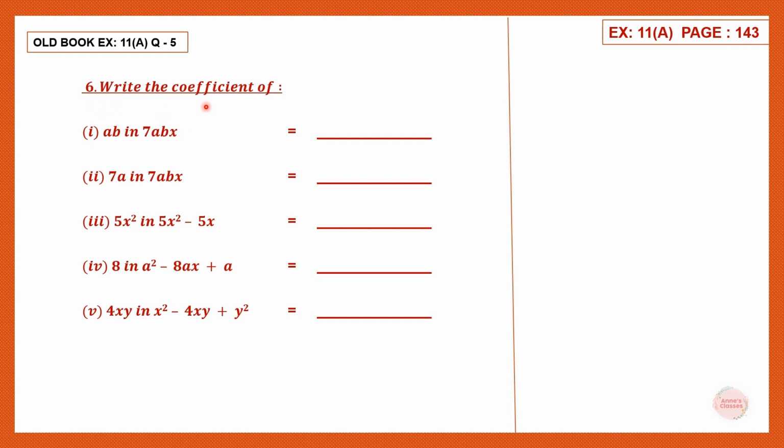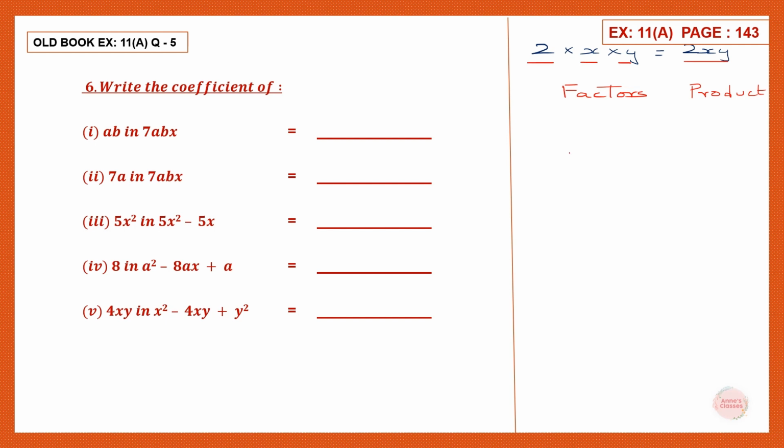Question 5. Write the coefficient of. So here, write the coefficient of AB in ABX. What is the coefficient? Now, if I give you an example, suppose I say 2 into x into y. What will this give me? 2xy. So here, 2 and x and y are known as the factors and 2xy together is known as the product. So these are the factors which give us this product.